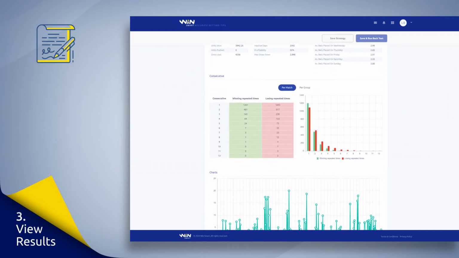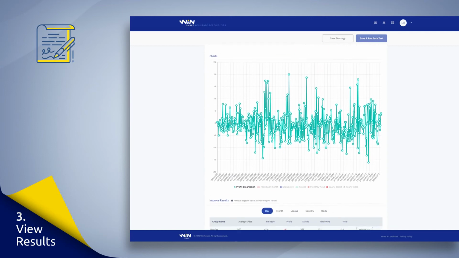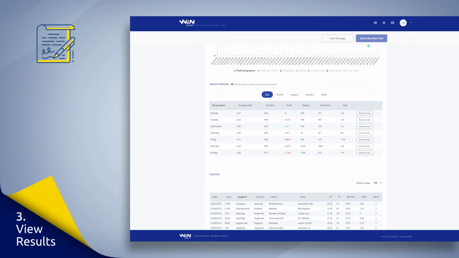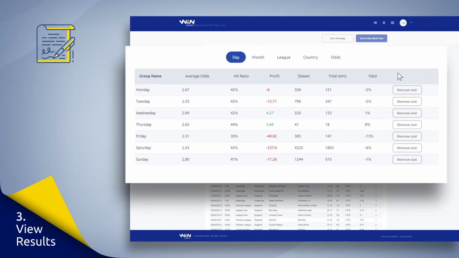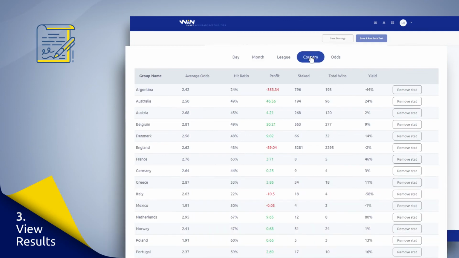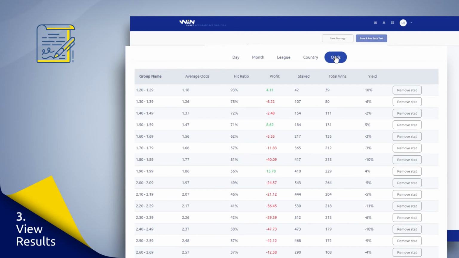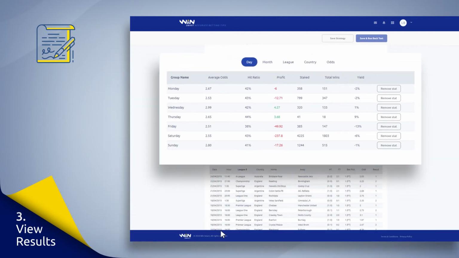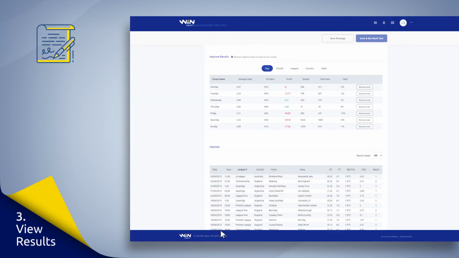Below, there are several useful and detailed charts and graphs available, so that you can be helped and draw the right conclusions. We give you the opportunity to find dates, months, countries, leagues, and odds range your strategy shows a loss and remove them. Don't go too far with that though. Our advice is to take out only extreme values or big losses.